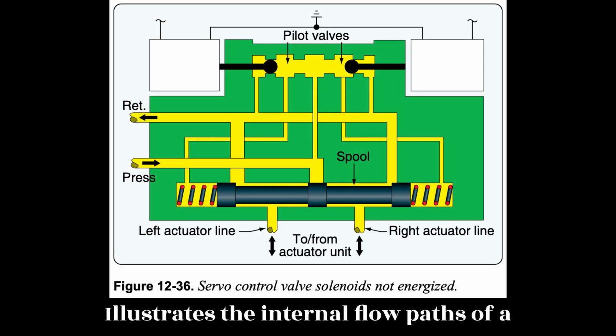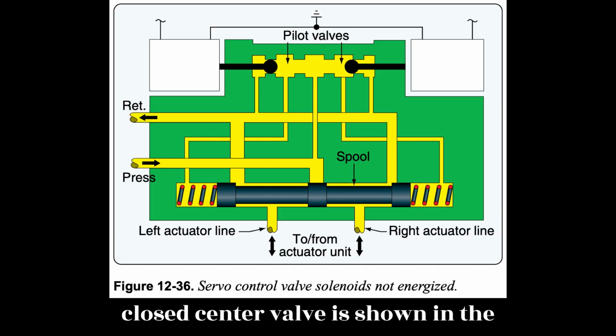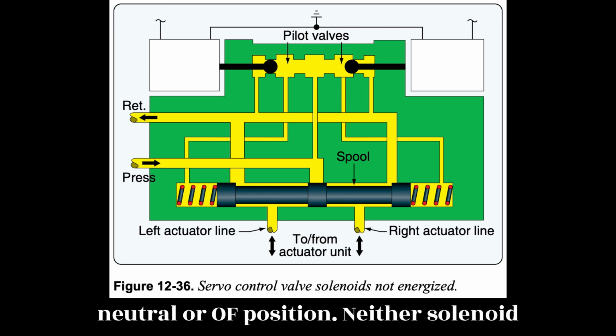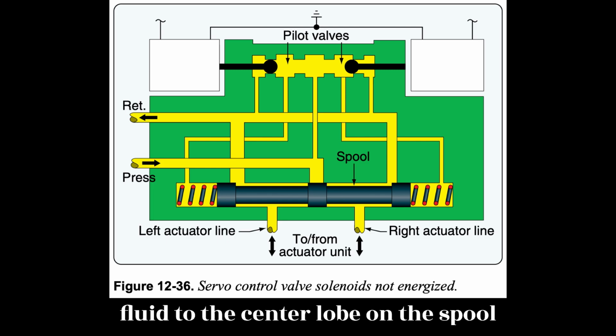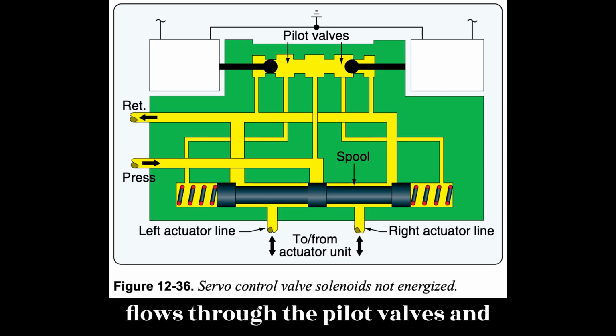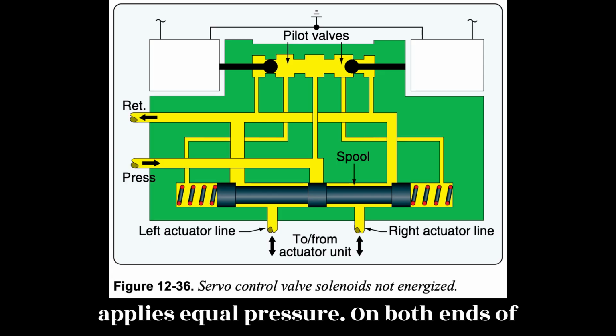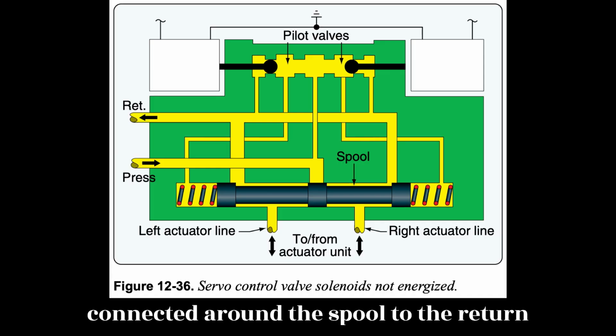Figure 12-36 illustrates the internal flow paths of a solenoid-operated selector valve. The closed center valve is shown in the neutral or OFF position. Neither solenoid is energized. The pressure port routes fluid to the center lobe on the spool, which blocks the flow. Fluid pressure flows through the pilot valves and applies equal pressure on both ends of the spool. The actuator lines are connected around the spool to the return line.